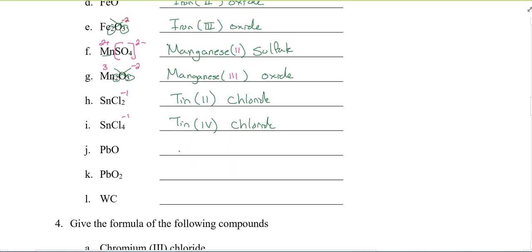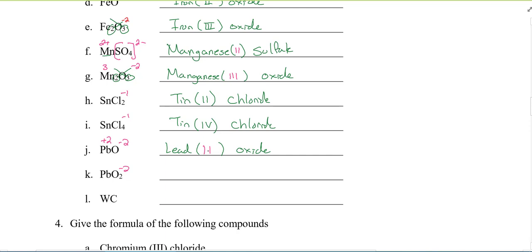What's Pb? Well, that Pb is lead. And oxide. What lead do we have? Good question. -2 for oxygen. So that means we have to have a +2 for J. It has to be lead 2 oxide to be neutral.